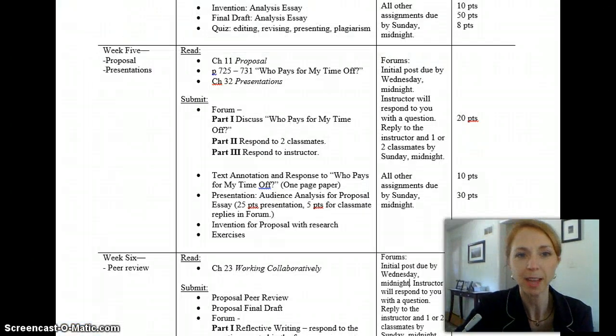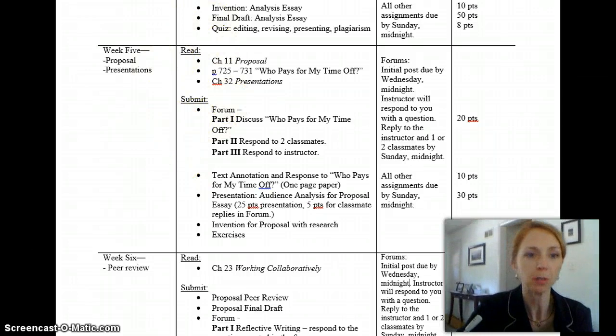So here's a glance at our syllabus for week 5. It may have changed slightly for your cohort, but it'll basically be the same. We have our readings. The most important reading is chapter 11 for proposals. Who pays for my time off is what we will annotate and discuss this week.